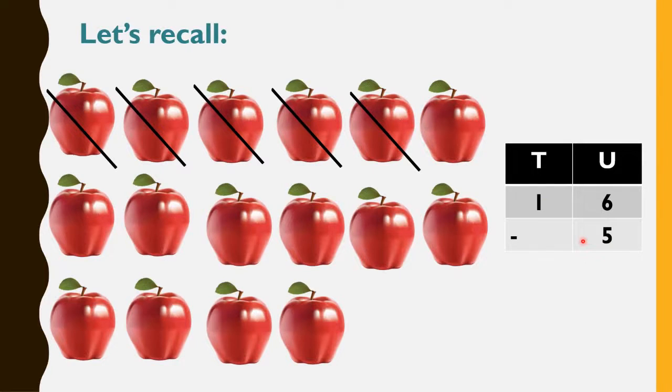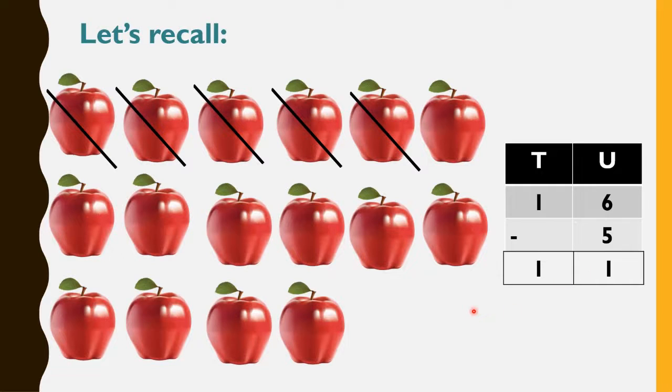Let's do the calculation. In the units place, as you can see, 6 minus 5. What is the answer, students? Very good, 1. And in the tens place, there is only 1. So 1 minus 0, what is the answer? 1. So there is 1 ten and 1 unit. That is, the answer is 11.